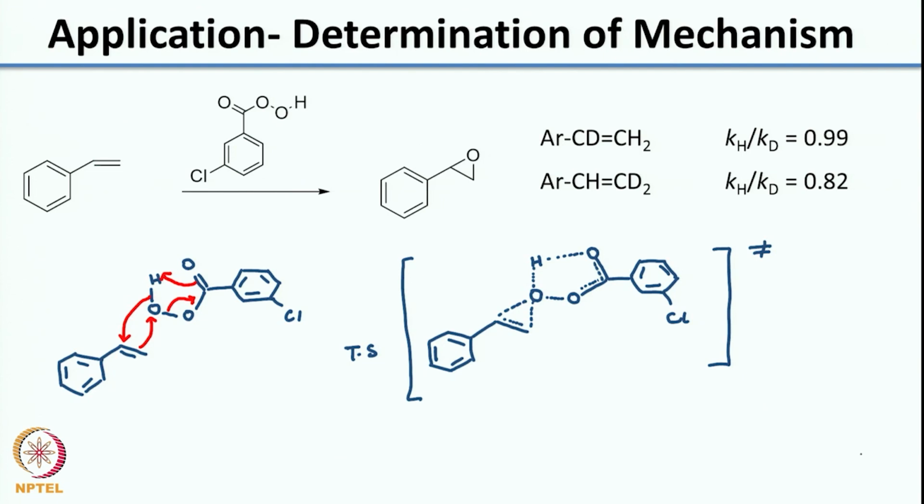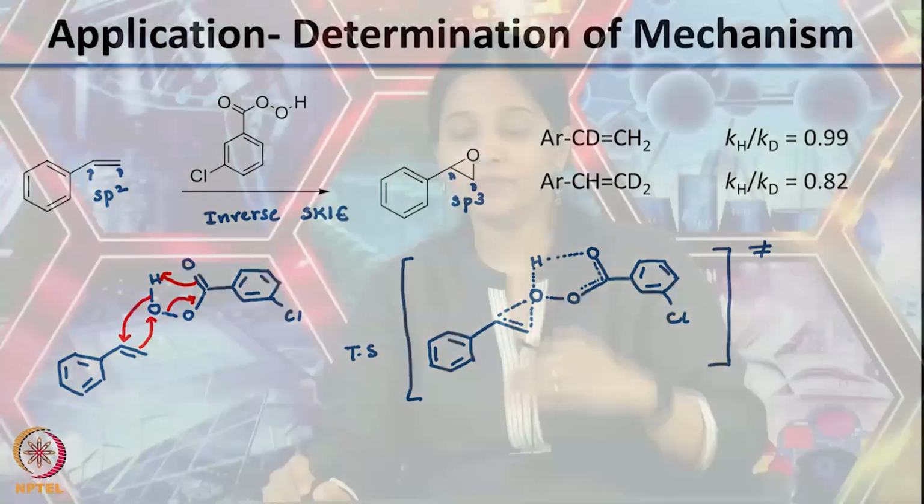What you would see here is that in this case you have sp2 going to sp3 at both these centers. So, you see an inverse secondary kinetic isotope effect. Now let us look at each of these examples.